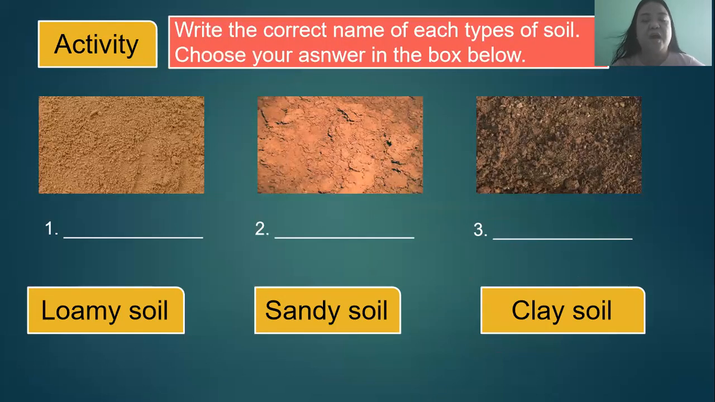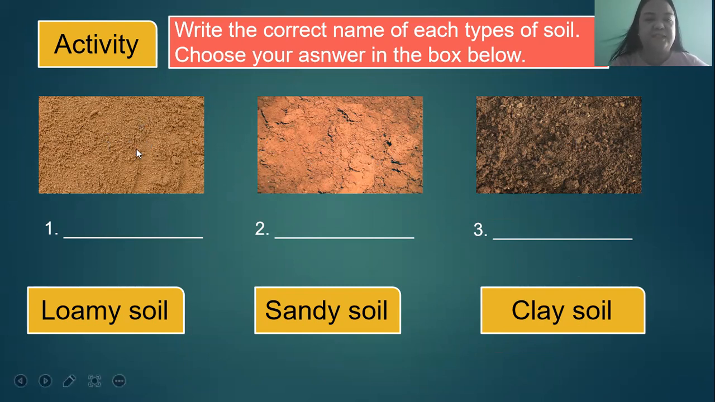Okay, so now I want you to get your pencil and paper and let us do our activity. Can you name the different kinds of types of soil? Alright, so take a look at this. Write the words loamy soil, sandy soil, clay soil correctly. Take a look at the picture. So which type of soil is this? So are you ready? Let us answer.